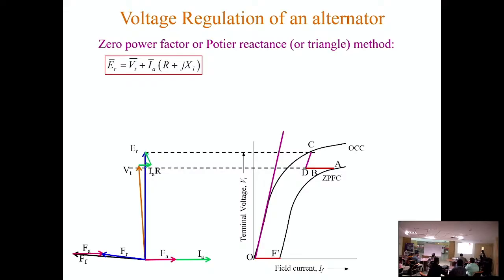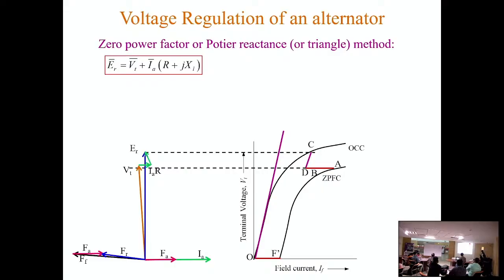And from the phasor diagram we can see, though it is drawn like this, actually this IAR drop is very small, and this IAXL drop is almost perpendicular to IA. So we can consider this length is IAXL. We need IAXL actually. We don't require XL separately. We need only IAXL as a product. That will serve our purpose.